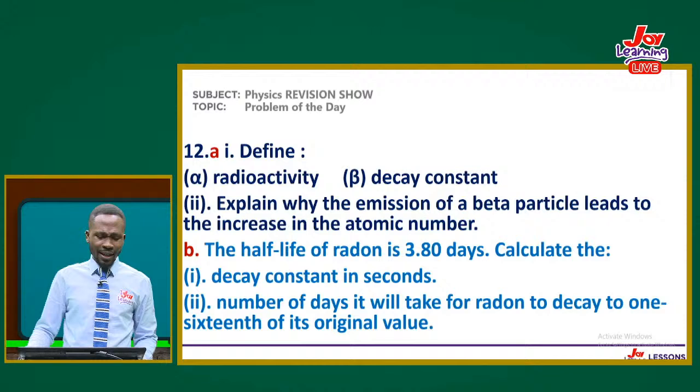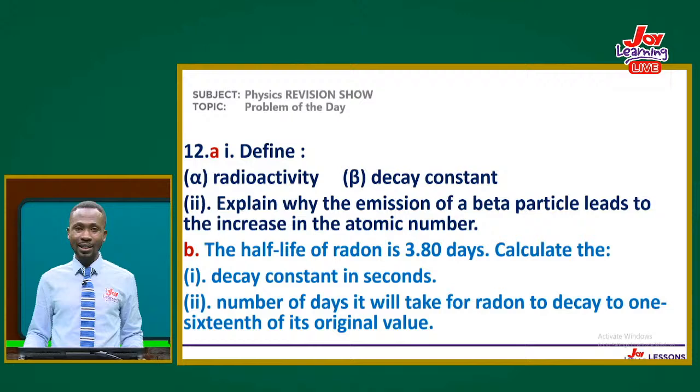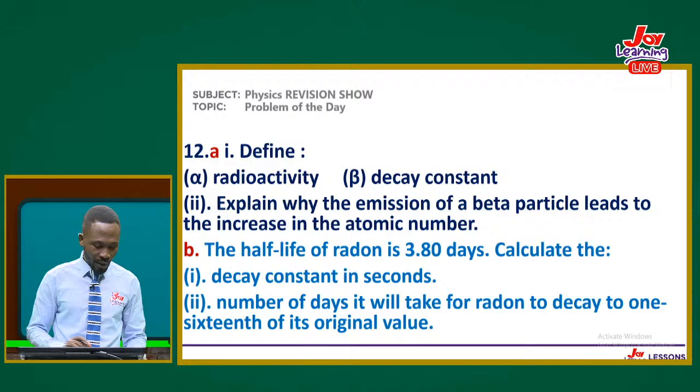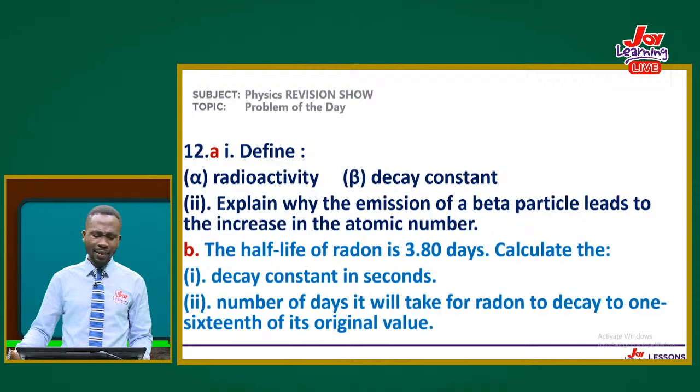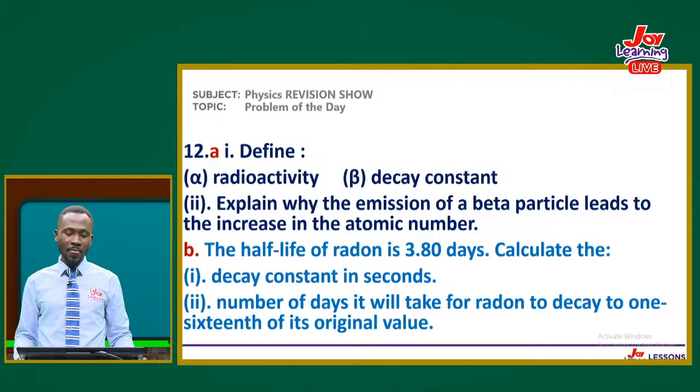First one says, define radioactivity. Then it says we should also define decay constant. So try and note the questions down if you have not seen them throughout the week before this time. Then we are asked to explain why the emission of a beta particle leads to the increase in the atomic number.